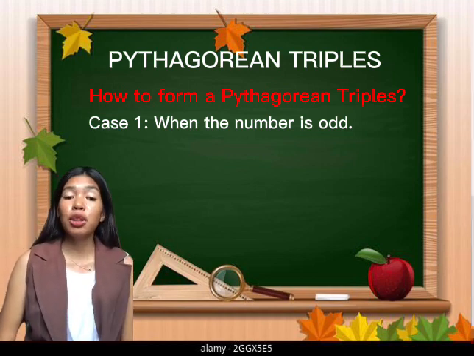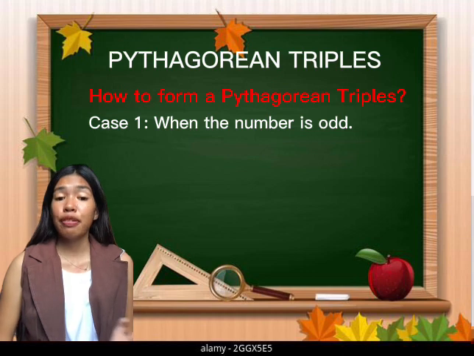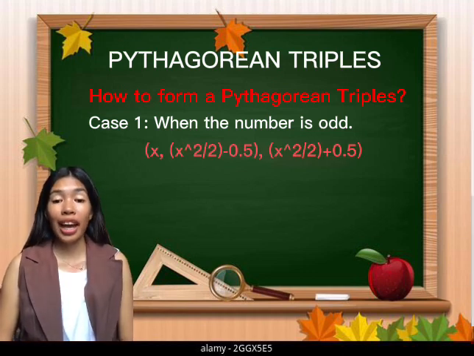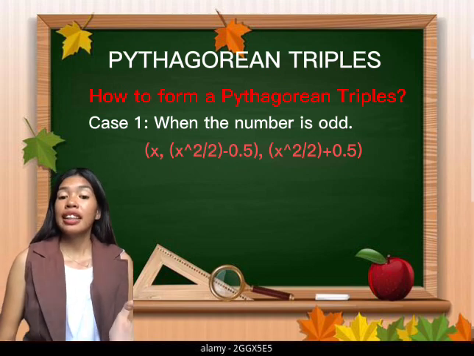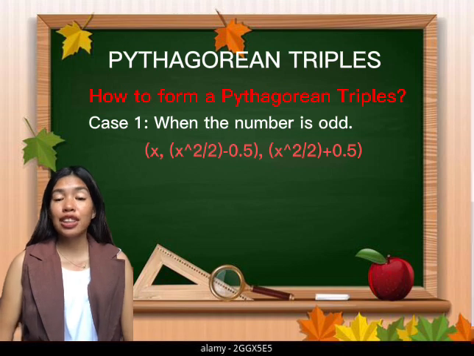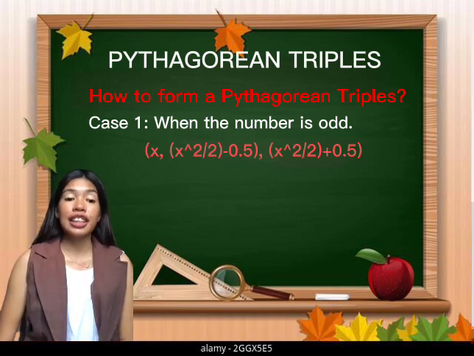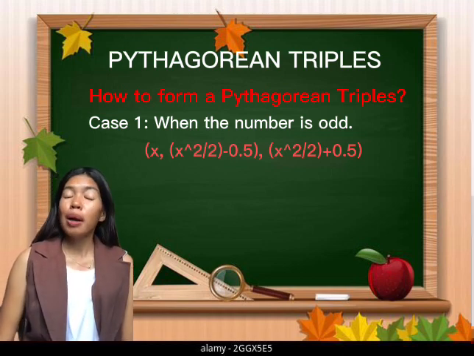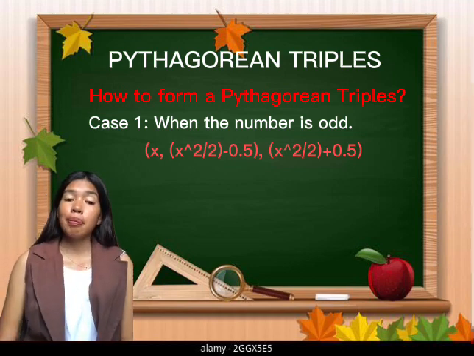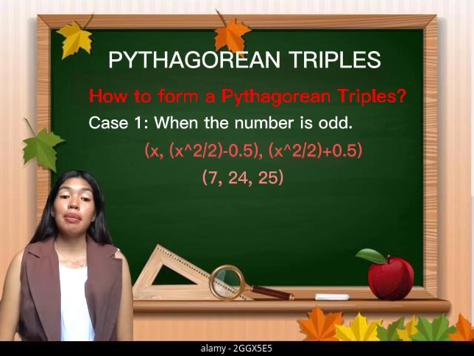Let us assume the number be x. If x is odd, then the Pythagorean triple is equal to x, then the second is x squared divided by 2 minus 0.5, and the third is x squared divided by 2 plus 0.5. Consider an example: 7, 24, 25.